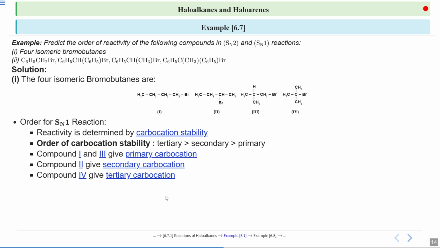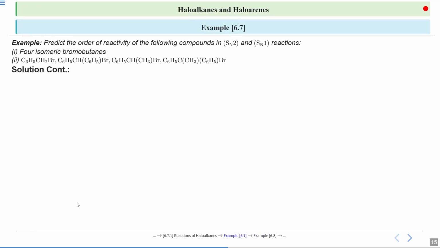Okay, and because we know the carbocation stability is the factor for determining the reactivity in the SN1 reaction, we can say that compound 4 will be the most reactive, and then compound 2, and then compounds 1 and 3. But what? Let's see.